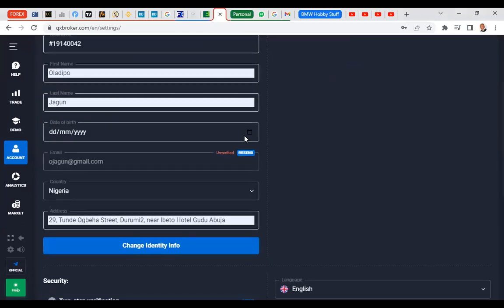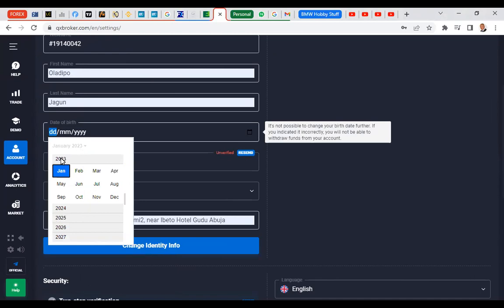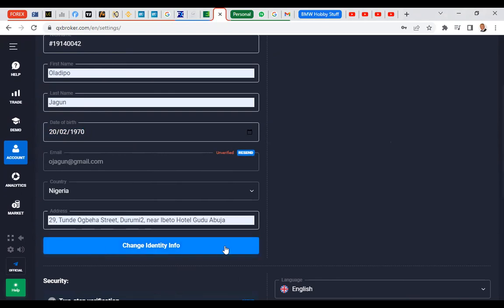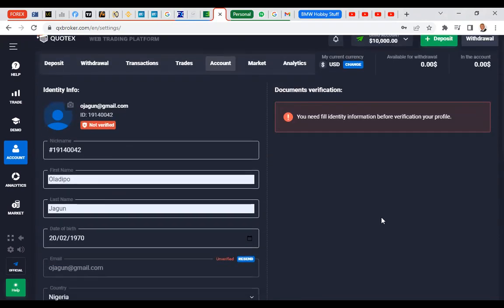So that's filled in right now. Let's pick... Let me just fill it in. It sends a verification email for the email address here. That is to change address.